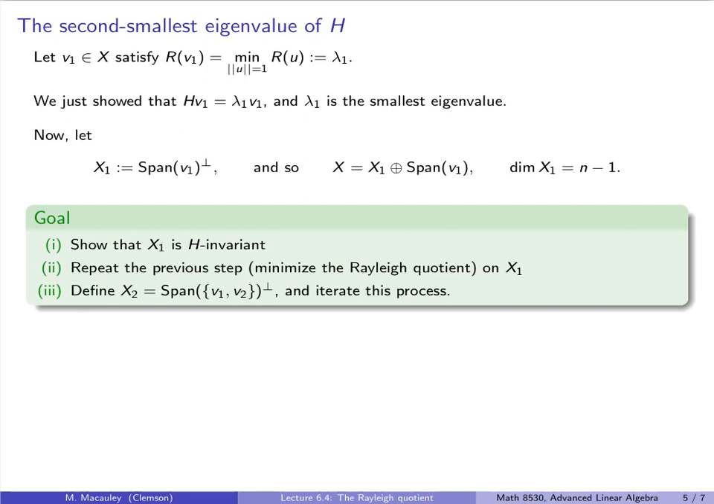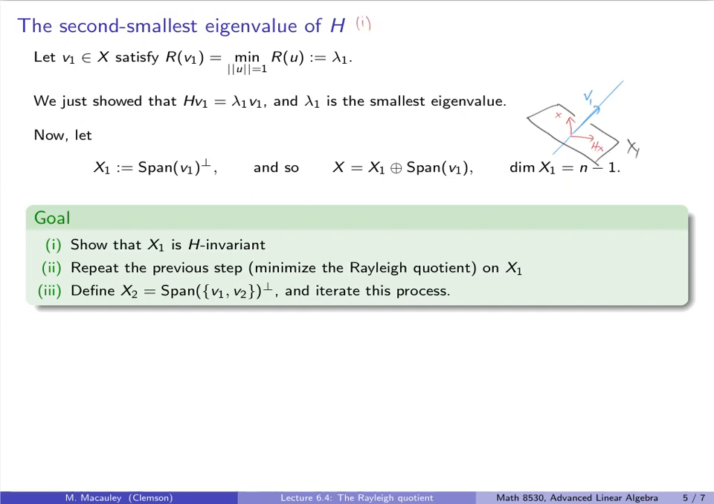Now, to do this, what we need is for x1 to be H invariant. So here's a picture of what we have. So we have v1 spans a one-dimensional subspace, and then x1 is characterized by being the set of vectors that are orthogonal to v1. So we have to show that if we take anything, let's say x, that's orthogonal to v1, and we apply h, it remains orthogonal to v1.